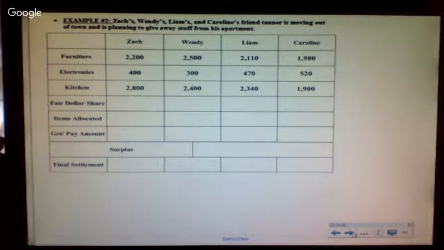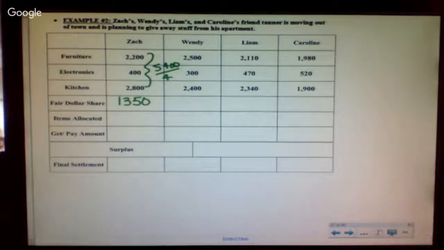Okay, so we need to come up with everybody's fair dollar share first. So you need to get Zach's total: $5,400. What am I dividing by this time for a fair dollar share? 4. We always divide by the number of players. We've got 4 players. So what is Zach's fair dollar share? $1,350.